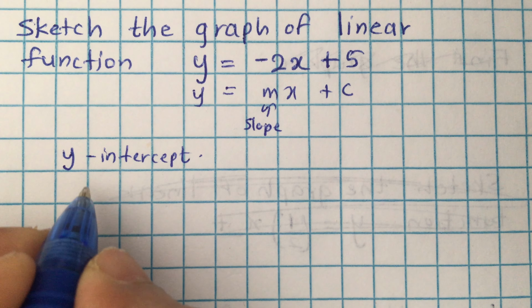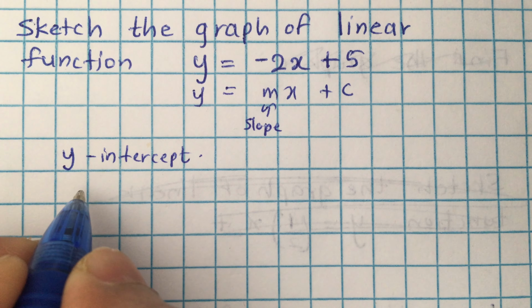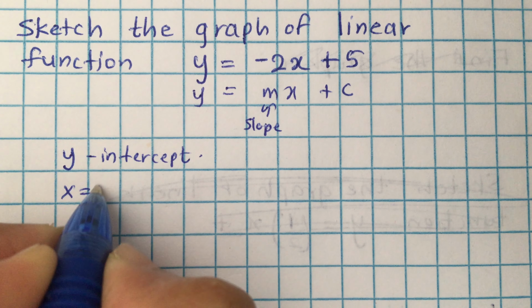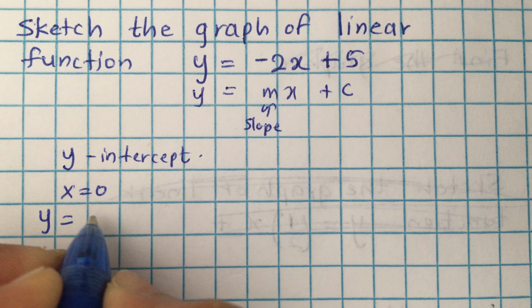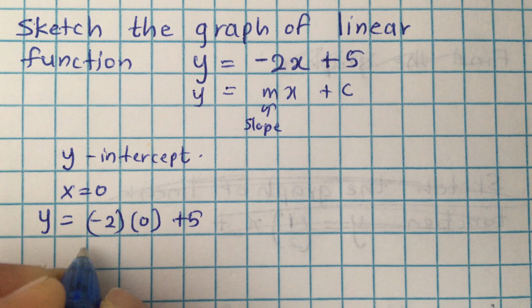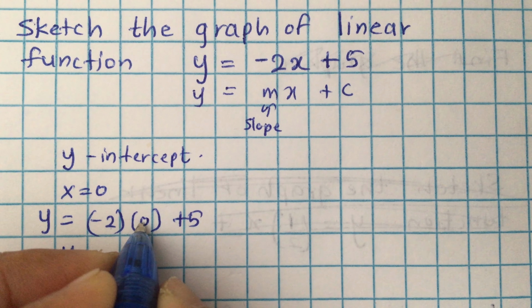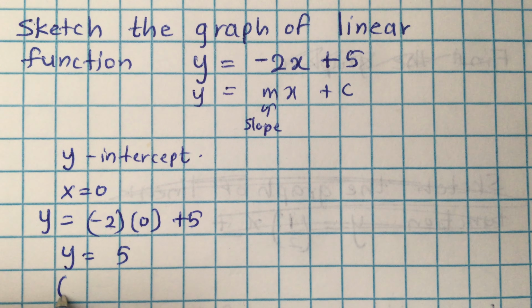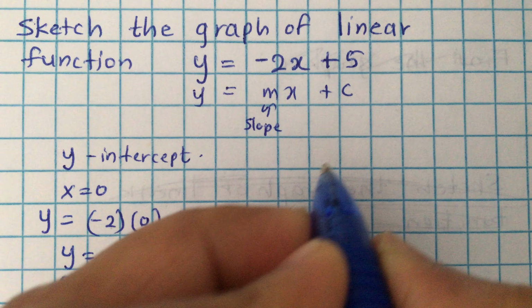To find this, at x equals 0, we can find the y-intercept. So we are going to substitute x equals 0 into this function. So y equals negative 2 times 0 plus 5. Negative 2 times 0 is 0, and this one is 5. So y equals 5. Your y-intercept coordinate is x equals 0 and y equals 5. Let's find out the x-intercept.